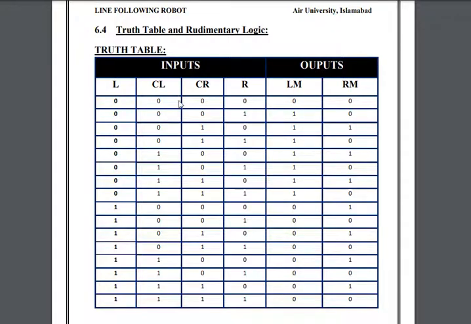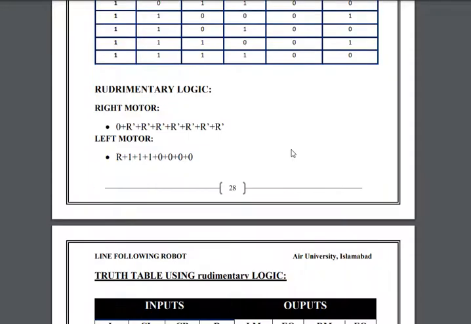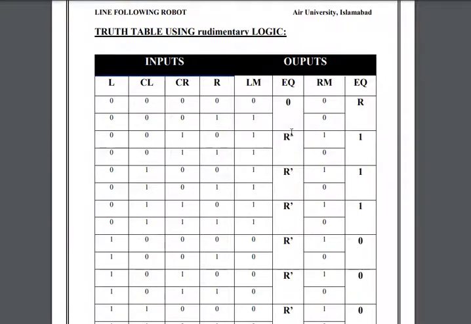What is rudimentary logic? Rudimentary logic basically divides a single output. You can see it divides these two outputs into a single one. It will combine these two outputs of the left motor and right motor into a single output. And if you can see here for the left motor, if I combine these outputs, this basically follows the right sensor. So in this table again, I have clarified how the rudimentary logic is made.